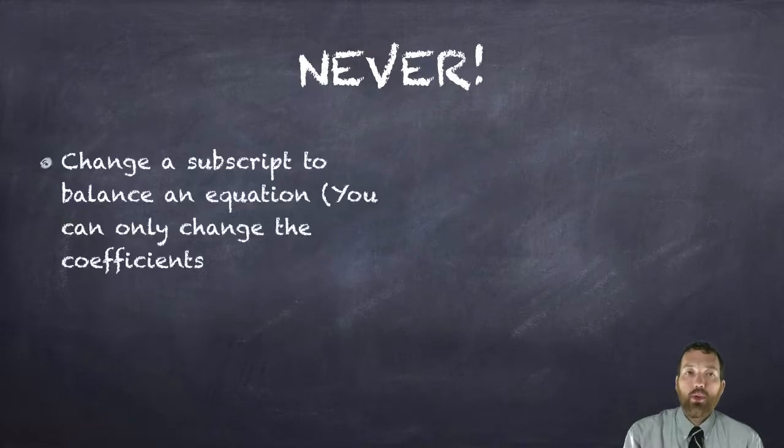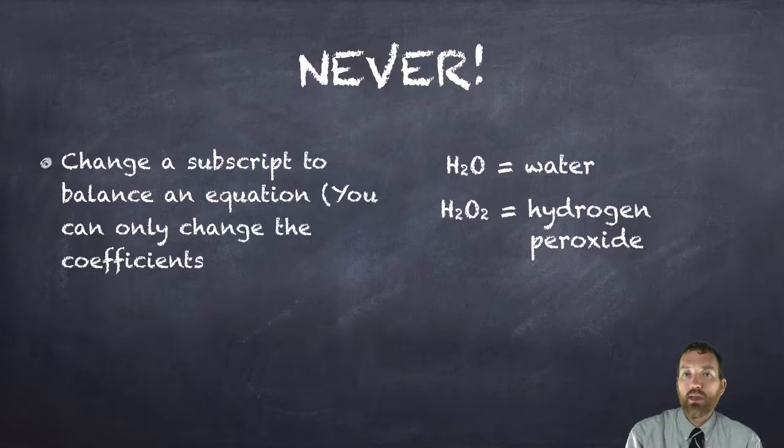Never, when you're balancing equations, can you change a subscript to balance the equation. You can only change the coefficient. For example, if I had H2O, that's water, but if I was balancing the equation and I needed an extra oxygen, I can't just add a little 2 on the end of the oxygen there. H2O2 doesn't mean water anymore. It means hydrogen peroxide. It's a completely different chemical.